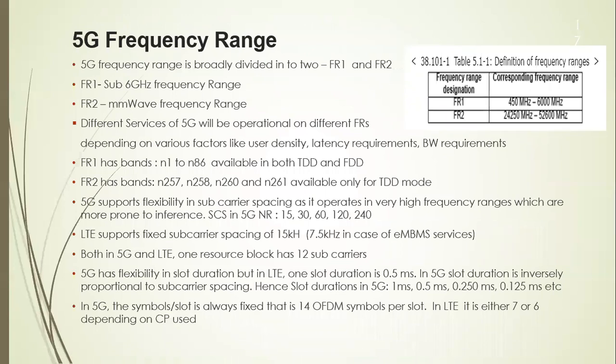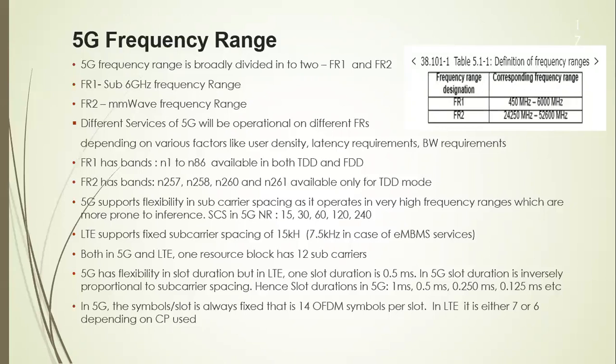Now, coming to the 5G frequency spectrum. 5G frequency range is broadly divided into two parts, FR1 and FR2. Frequency range 1, FR1, is sub 6 gigahertz frequency range, and FR2 is a millimeter wave range. FR1 is basically from 450 megahertz to 6 gigahertz, and FR2 ranges from 24.25 gigahertz to approximately 53 gigahertz range.